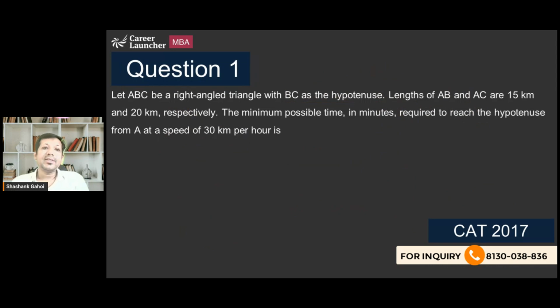Okay, let ABC be a right angle triangle and BC be the hypotenuse. So I am going to draw the right angle triangle ABC. So this is A, and BC is the hypotenuse.